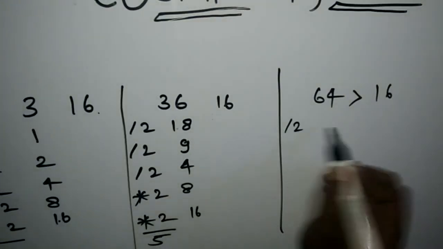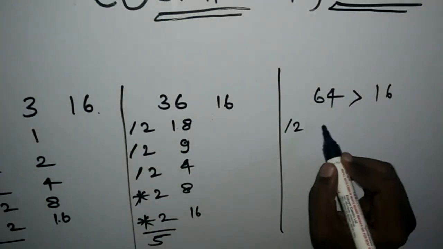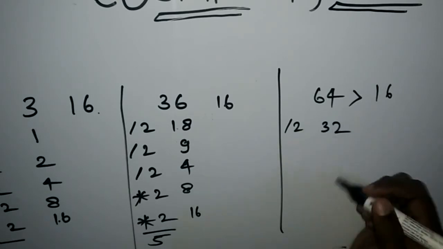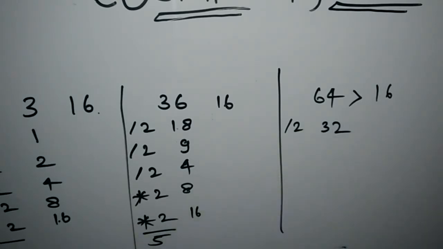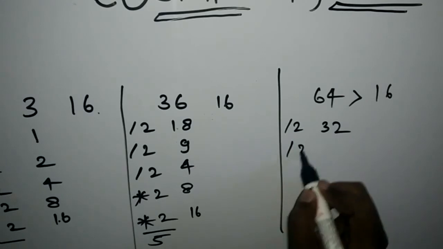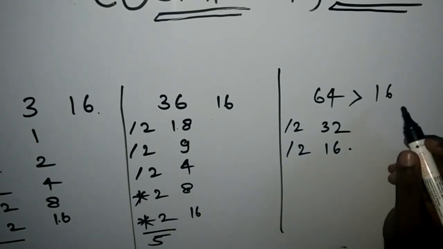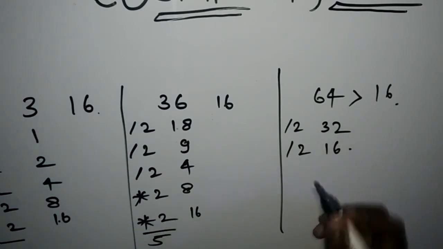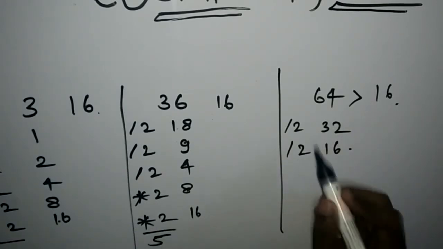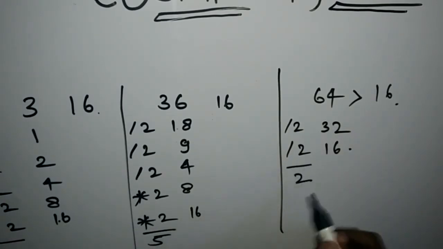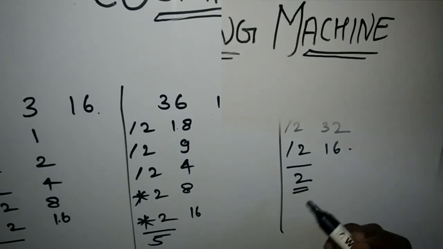So we divide it by 2 once and we get 32. 32 is still greater than 16. So we divide it by 2 again. We get 16. So here the actual setting becomes equal to the desired setting, and now we count the number of moves, which is 2 here, and that's how we get the number of moves.